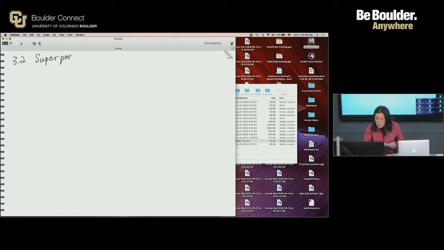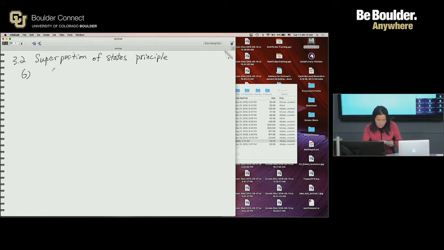So 3.2 is the principle of superposition. Basically, superposition is such an important principle. In quantum mechanics, the principle of superposition requires that any state of a system can be considered as a superposition of two or more other states of the same system. And indeed, there is an infinite number of these.